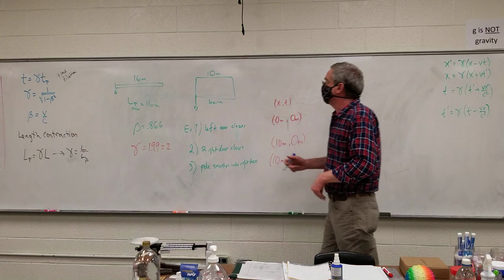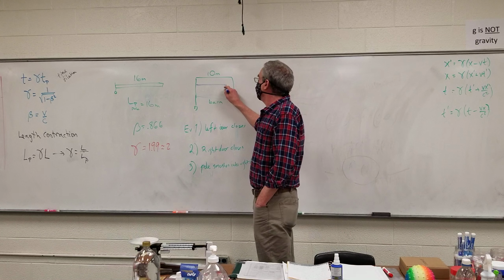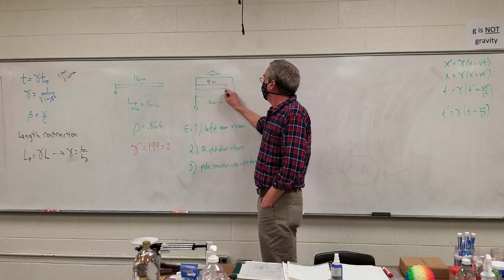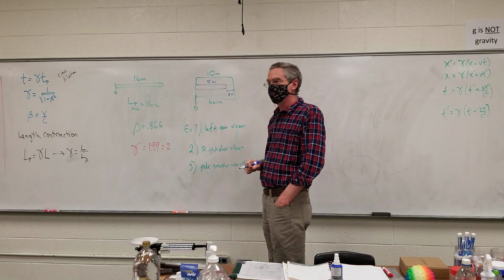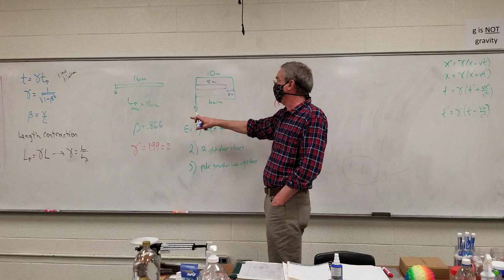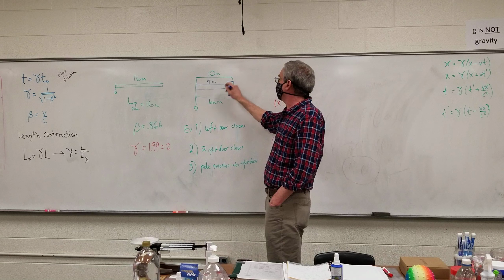All right, so from the barn's point of view, the pole is 8 meters long, so it has 2 meters to go. So traveling at that speed, how long will it take for the pole to hit that door?